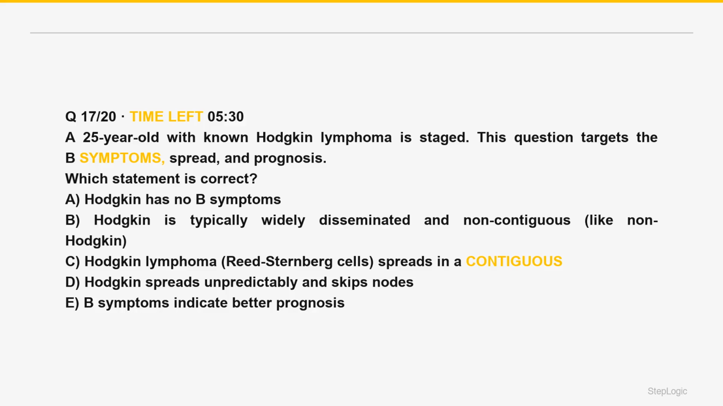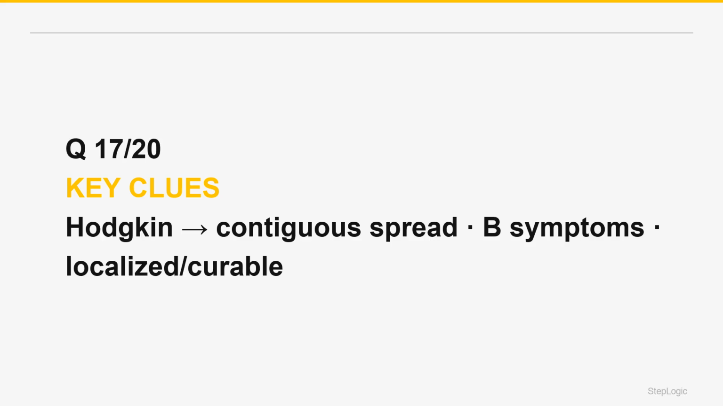Which statement is correct? A 25-year-old with known Hodgkin lymphoma is staged. This question targets the B symptoms, spread, and prognosis. Read the command. Which Hodgkin staging statement is correct? Contiguous spread. B symptoms, fever or night sweats or weight loss, is worse prognosis. Localized, bimodal age, curable. Nodular sclerosing most common.